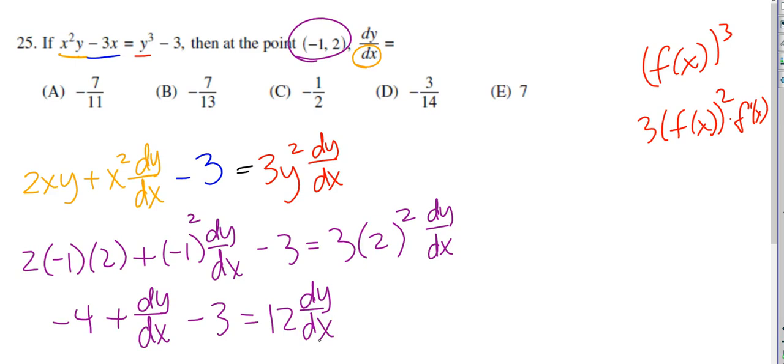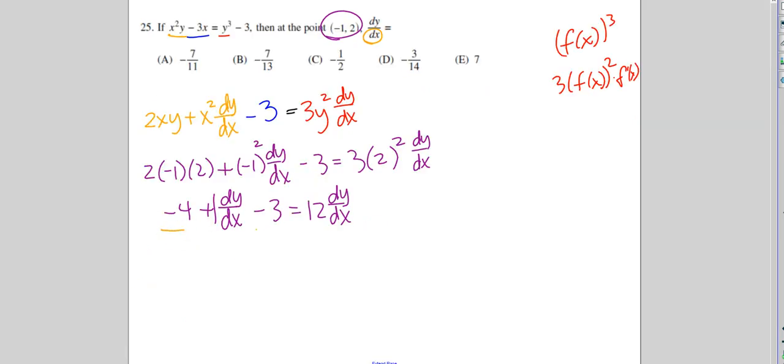dy/dx. I'm going to put an understood 1 there. All right, so negative 4 minus 3 is negative 7. Subtract 1 dy/dx from both sides, making this 11 dy/dx. So final answer is negative 7 divided by 11.